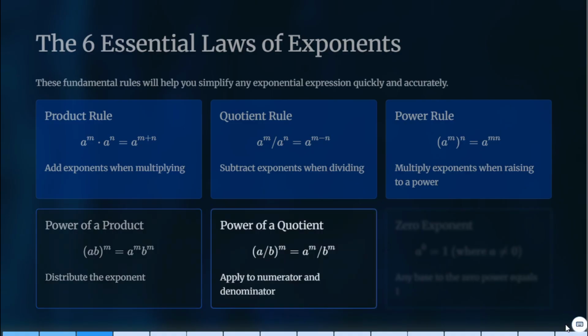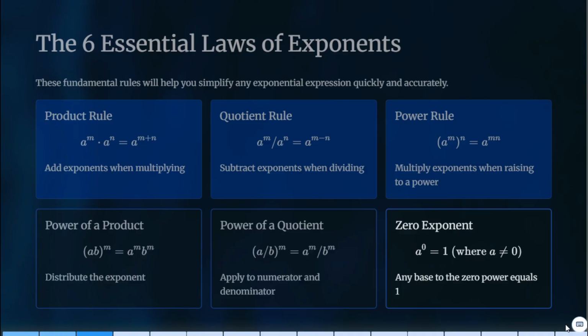The power of a quotient. If you have a divided by b, all raised to the power m, you can apply the exponent to both numerator and denominator. So this can be rewritten as a to the power m divided by b to the power m.